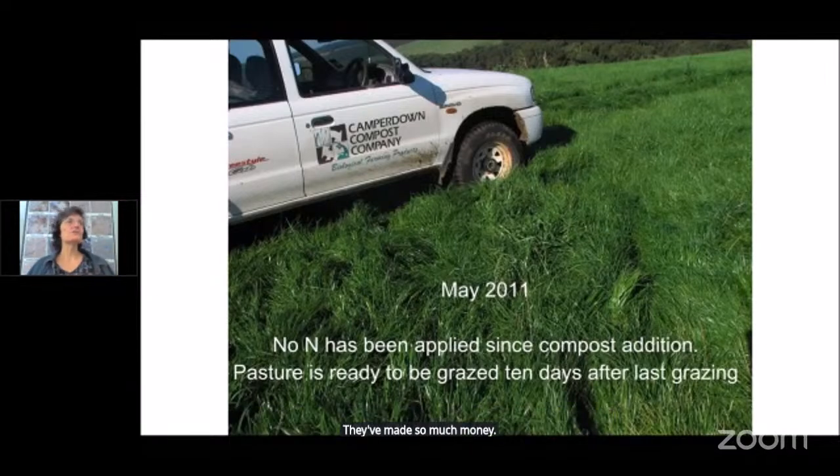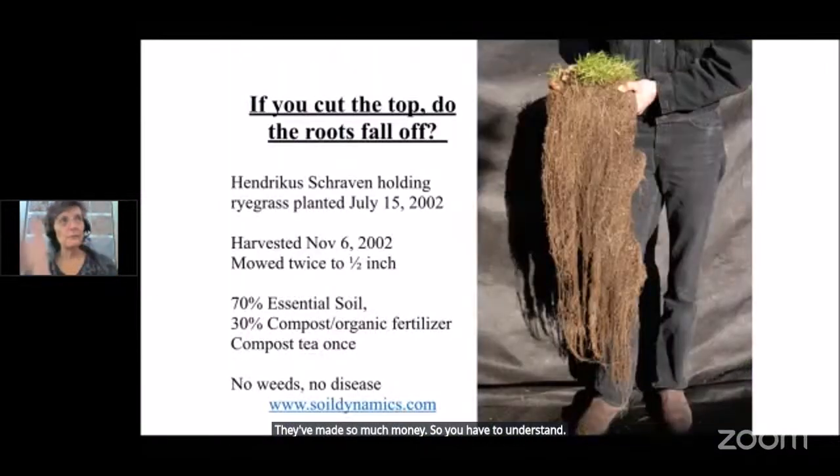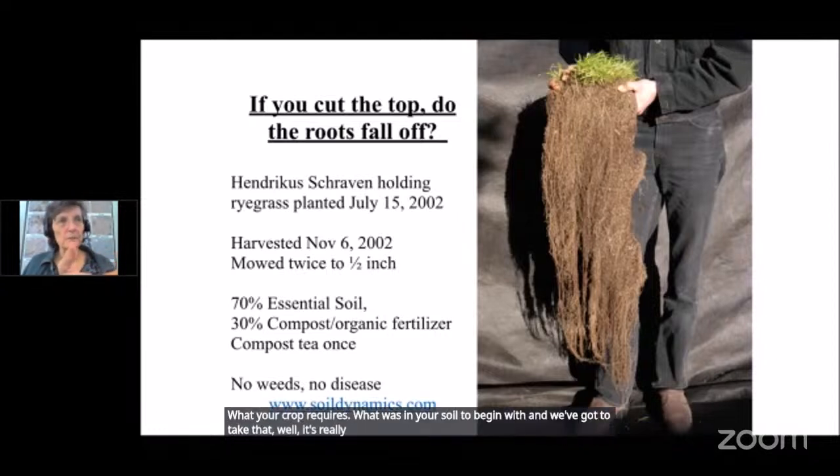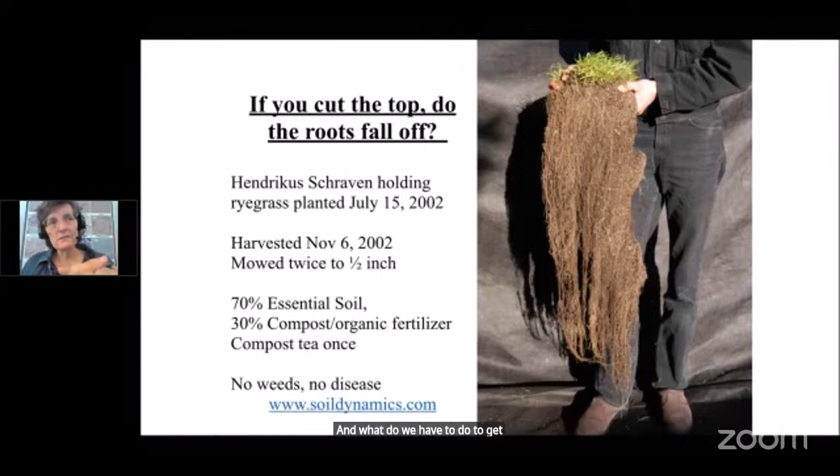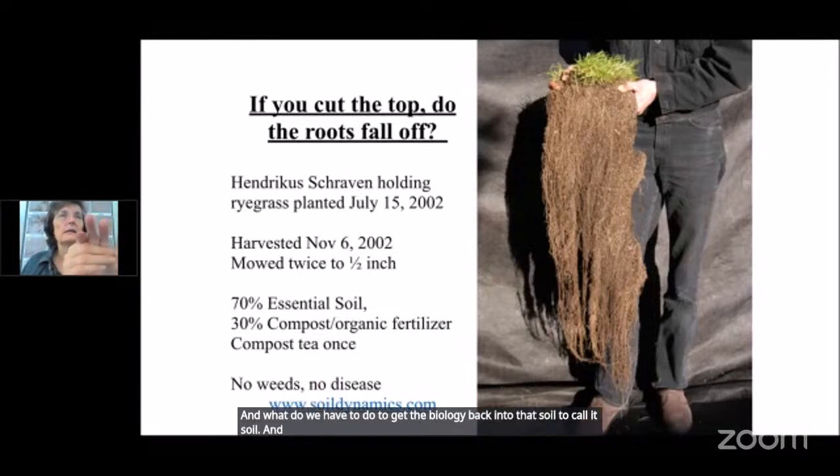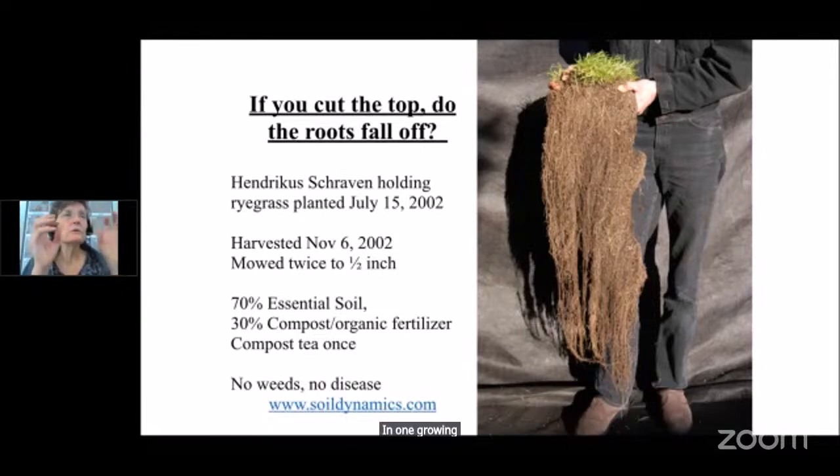So you have to understand what your crop requires, what was in your soil to begin with, and we've got to take that, well, it's really dirt when we start with most people. And what do we have to do to get the biology back into that soil to call it soil? And it's very doable in one growing season if you have the compost. So we've got to get that source of compost. We can work with you, help you.